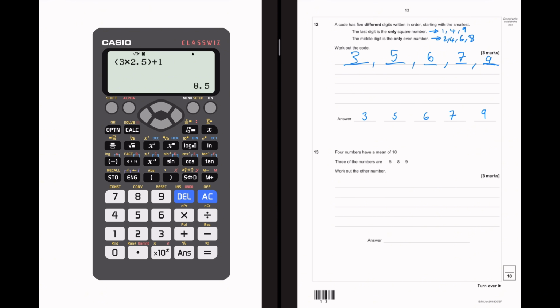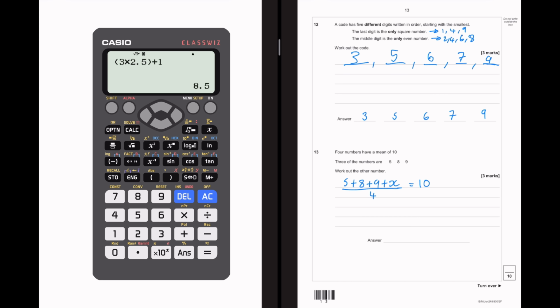Question 13, which is the last question in this part 1 video. We've got 4 numbers that have a mean of 10. 3 of the numbers are 5, 8, and 9. Work out the other number. The mean is adding all of the digits up divided by how many digits there are. So 5 plus 8 plus 9 plus x, all divided by 4, should equal 10. If we solve this equation for x, we'll get what that number is.